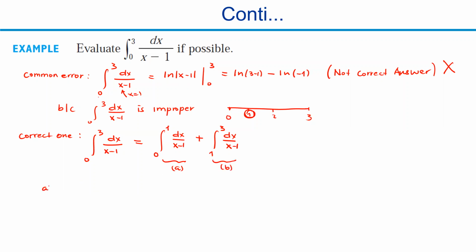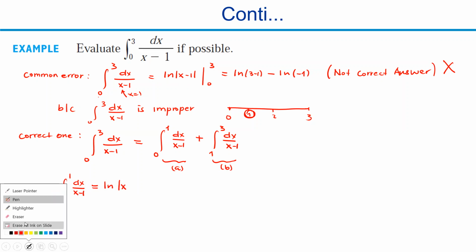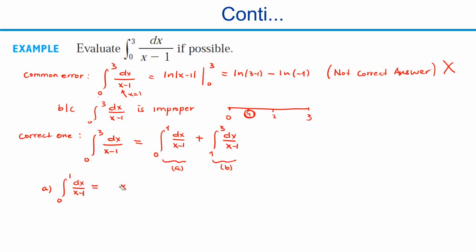So let's solve A. A is the integration from 0 to 1 of dx over x minus 1. How to solve this? Just ln of absolute value of... no, I should use a limit. Yes, because it is improper, at 1.